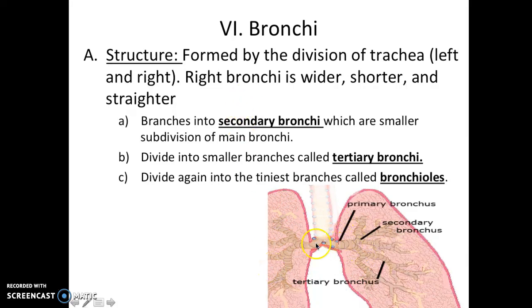So you have the primary bronchi. It says bronchus if it's just one, like this one. The primary bronchi will then branch to the secondary bronchi, which will then branch to the tertiary bronchi, and the smallest would be the bronchioles. So it's almost like a tree, I guess. You have your main branch, or the trunk, I should say, and then your branches. So you have the trachea, to the primary bronchi, to the secondary, to the tertiary, to the bronchioles.